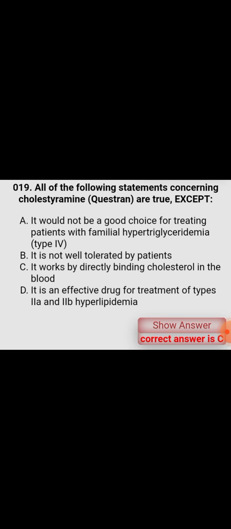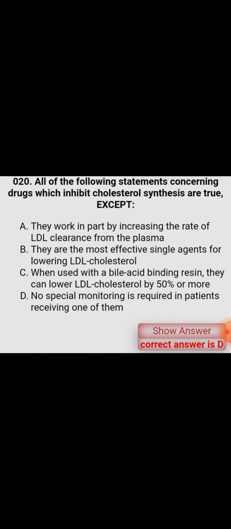All of the following statements concerning cholestyramine are true except it works by directly binding cholesterol in the blood. All of the following statements concerning drugs which inhibit cholesterol synthesis are true except no special monitoring is required in patients receiving one of them.